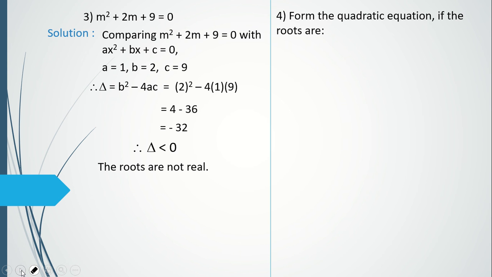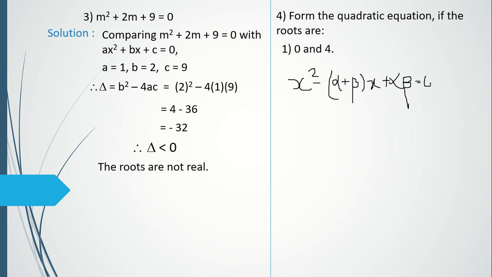Okay. Now here we have to form the quadratic equation if the roots are given, and we are told to form the quadratic equation here. 0 and 4 are the roots given. So we know the formula we are going to use. x square minus alpha plus beta times x plus alpha beta is equal to 0.